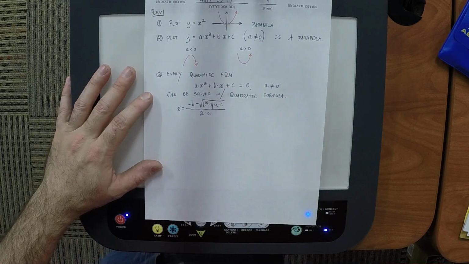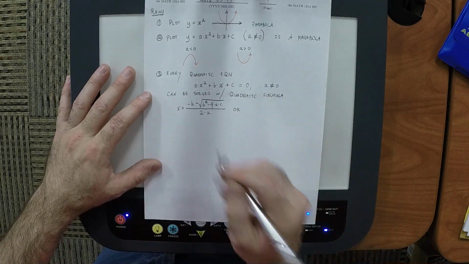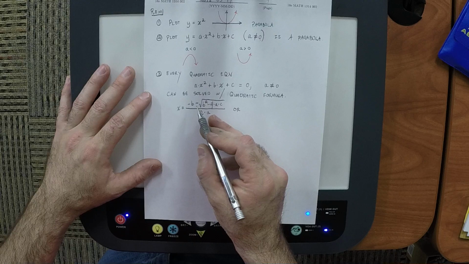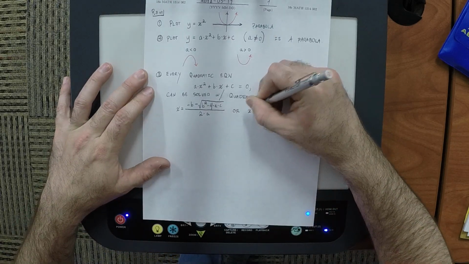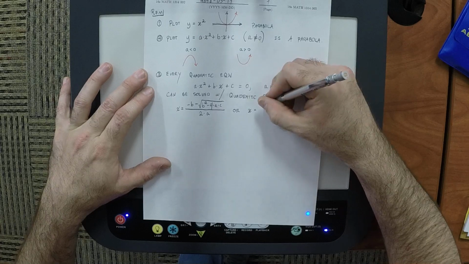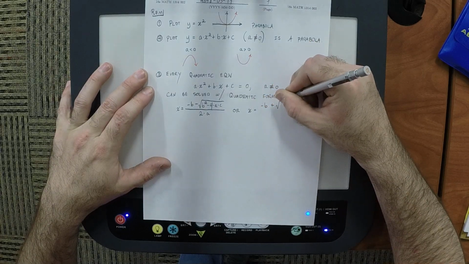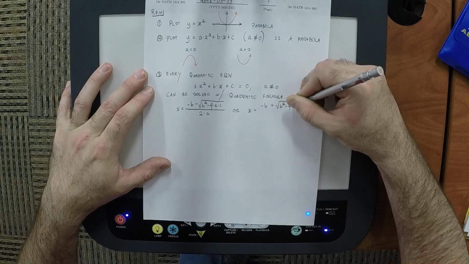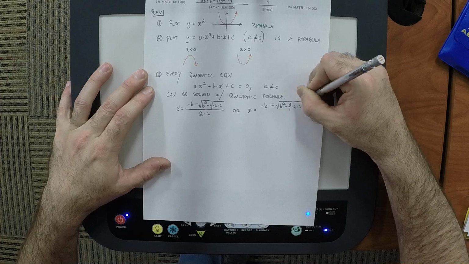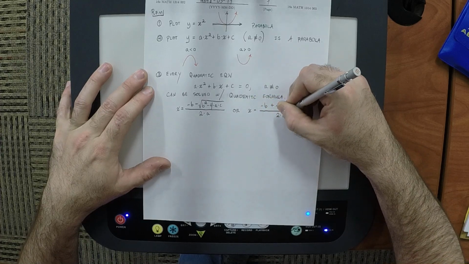What's the other one? Right, exactly the same thing, except now you need to make that subtract an add. So, or x equal to negative b add square root b squared minus 4ac over 2a.